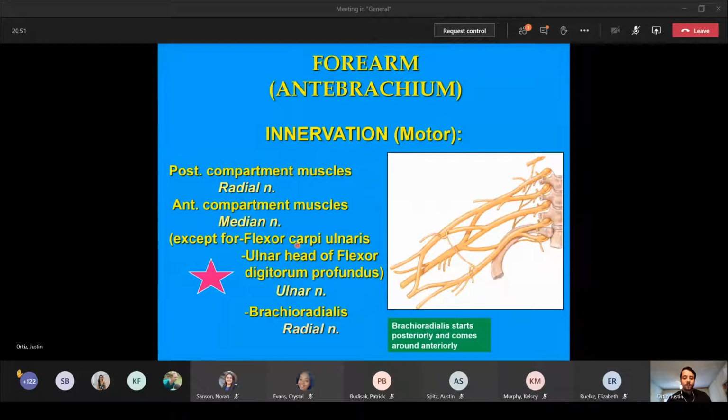So whenever we see flexor carpi ulnaris or the ulnar head of flexor digitorum profundus, those are going to be ulnar nerve. And then we also have brachioradialis, which we'll talk about later on. That's going to be the odd one out, but that's going to be innervated by the radial nerve. Because the brachioradialis starts posteriorly and kind of wraps around your arm. So we'll talk about that and the function of that muscle later on.